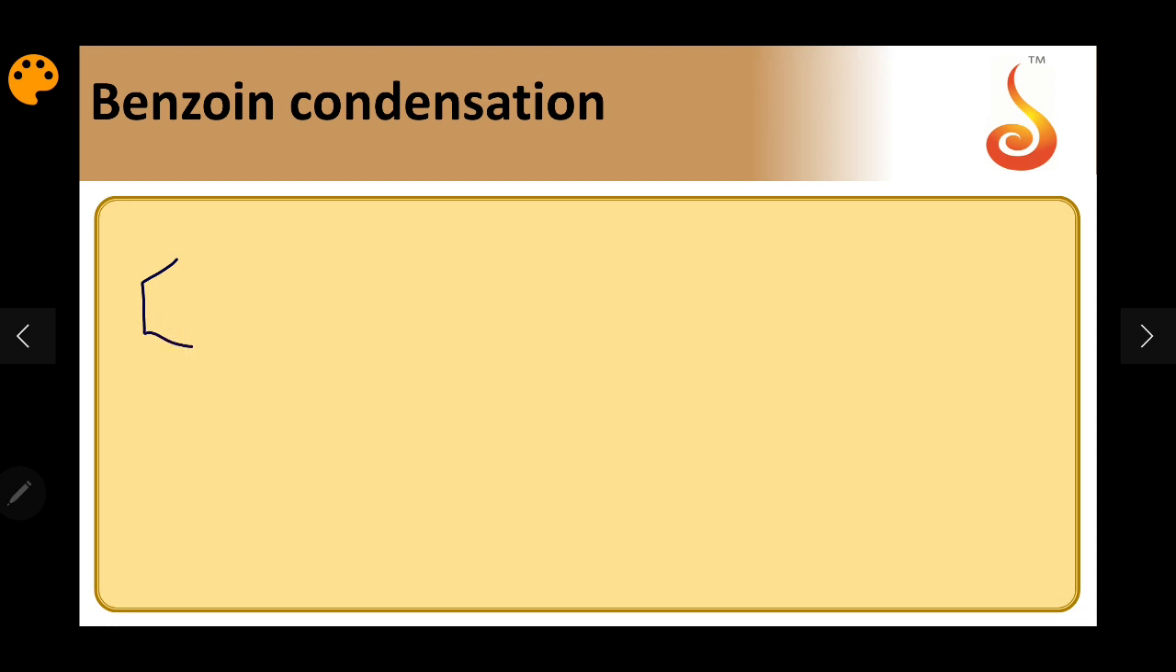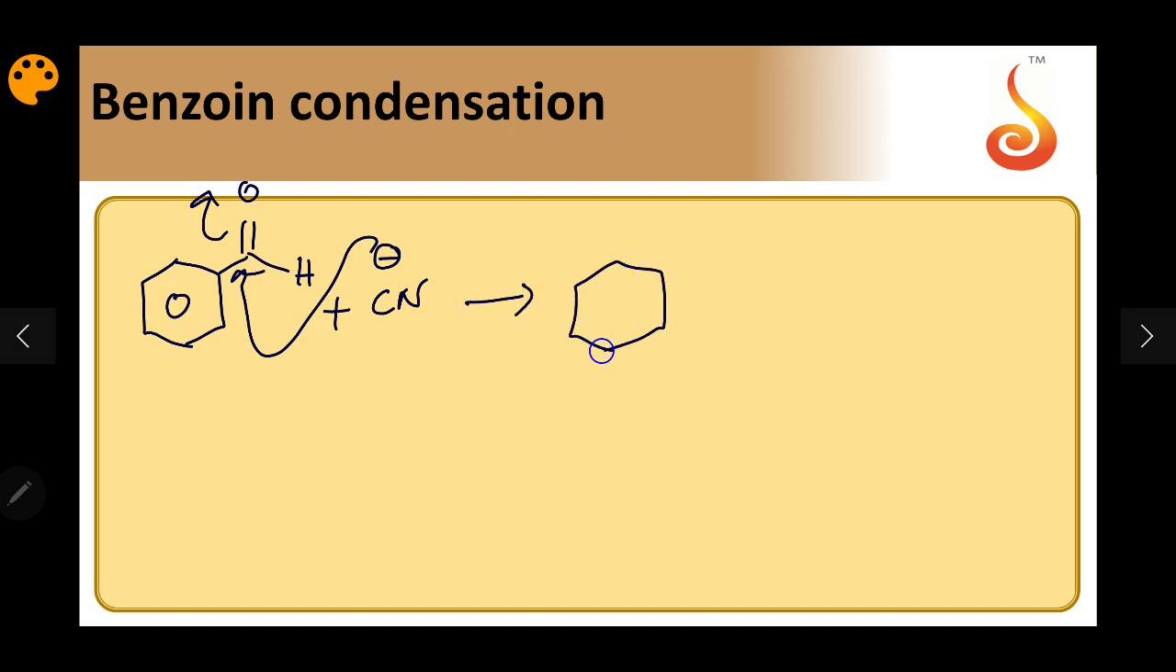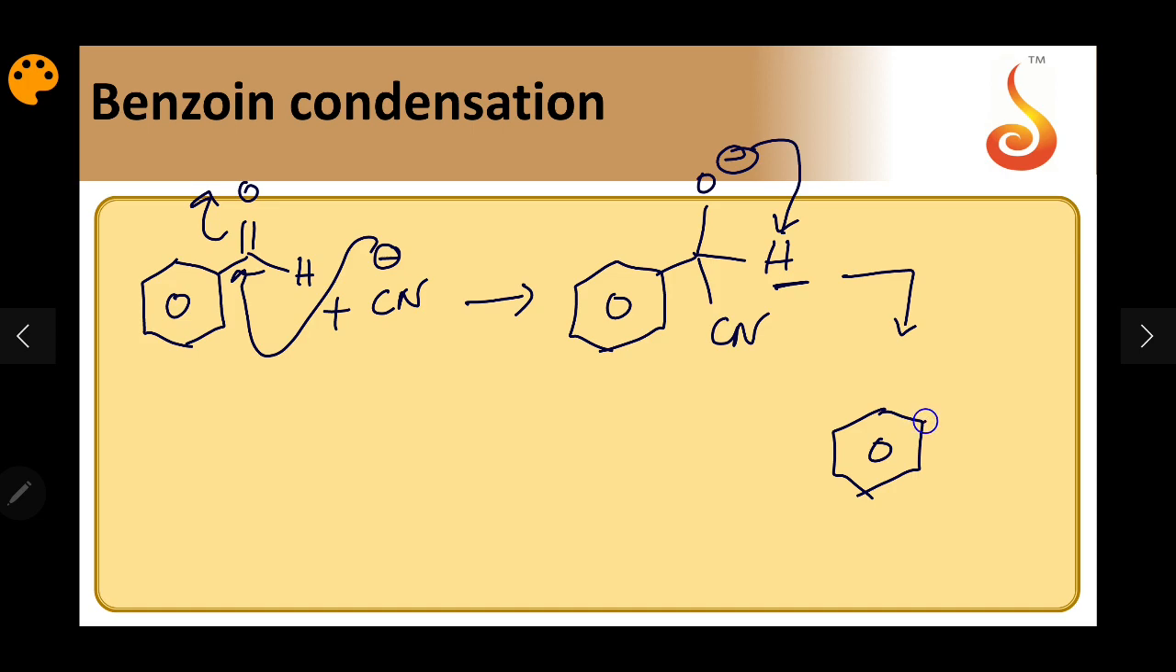So, the first step is this will attack benzaldehyde, nucleophilic addition. So, it becomes O minus, H and CN. Now, because of CN and the benzene ring, this hydrogen becomes acidic. So, O minus will take the proton immediately. So, it is going to form a carbanion like this, a very highly stabilized carbanion. This will attack the second molecule of benzaldehyde.